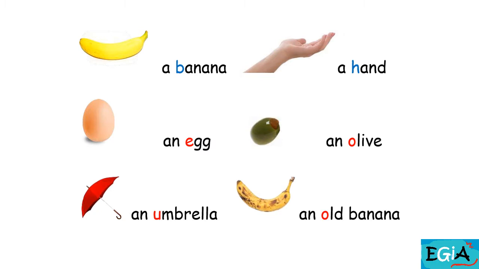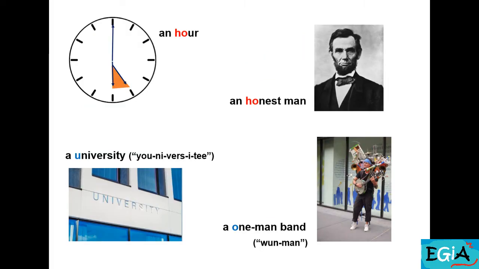There are one or two exceptions. For example, an hour, an honest man. Here the H is silent. Or a university. A one-man band. It's really a pronunciation thing, isn't it, Mutt?